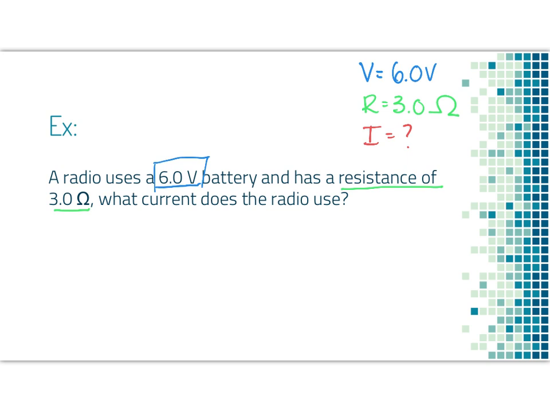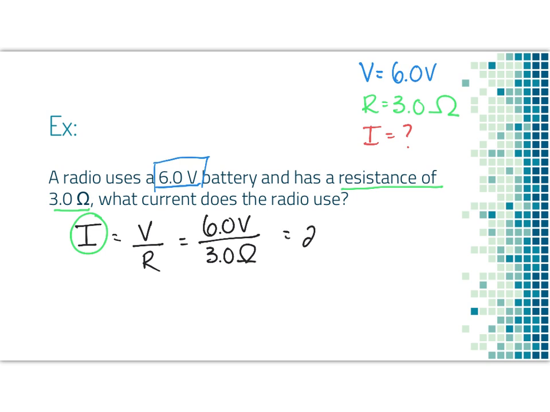So we're going to use the formula I is equal to V over R because I am solving for I and I is on its own in this formula. So that equals, if it's V over R, 6 volts over 3 ohms. 6 divided by 3 is 2, and the unit for current is amps.